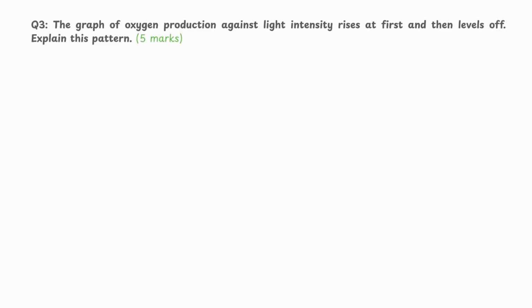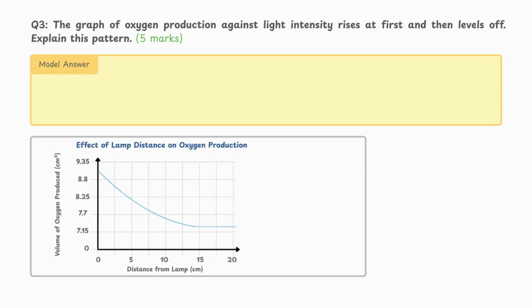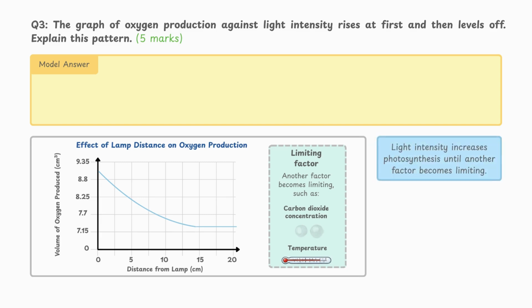Question 3. The graph of oxygen production against light intensity rises at first and then levels off. Explain this pattern. In the illustration, the graph shows how oxygen production changes during the experiment. When the lamp is closer, the plant receives more light, so photosynthesis happens faster and more oxygen is produced. The limiting factor box reminds us that once light is no longer limiting, another factor, such as carbon dioxide concentration or temperature, can limit the rate instead. The key idea is light intensity increases photosynthesis until another factor becomes limiting.